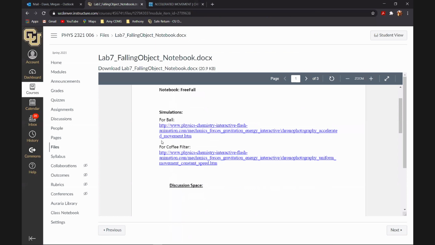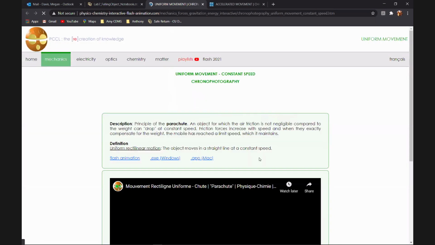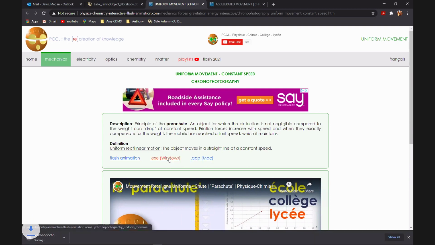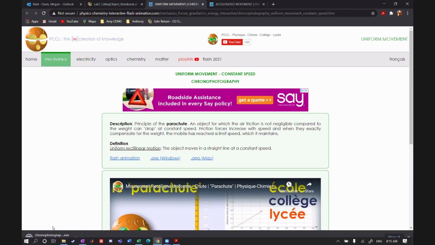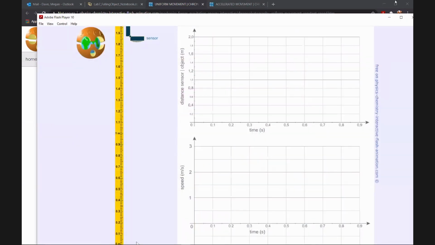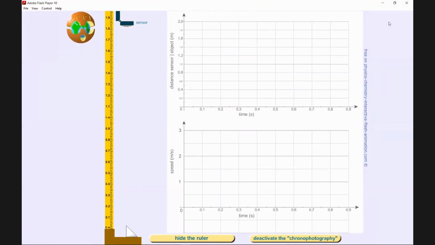If we go into the other one, this coffee filter one, same thing, you have to click which version of your computer you have. I have a Windows. You're going to click on the tab to open it. You're going to say more info and then run anyway. And it looks almost identical. The only real difference is now your meter stick is a 2 meter stick just about. And you have this paper coffee filter instead of a ball. So if you drop the coffee filter, it falls at a different rate.